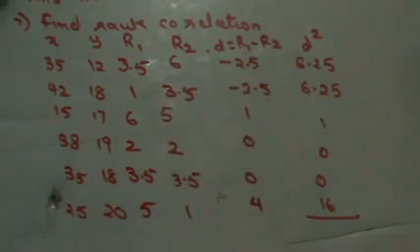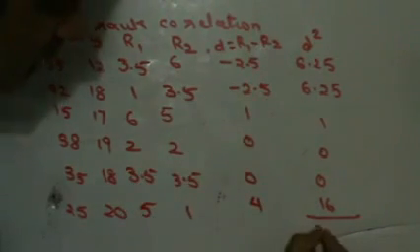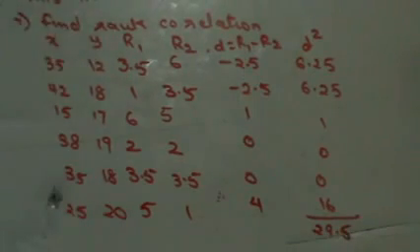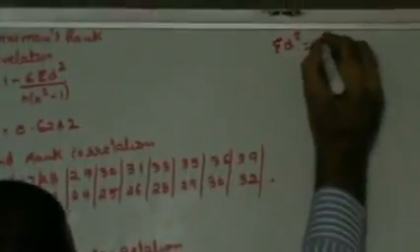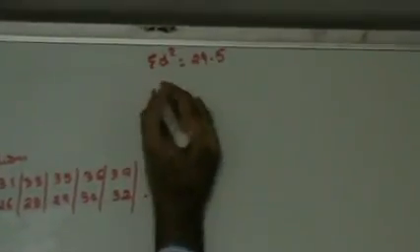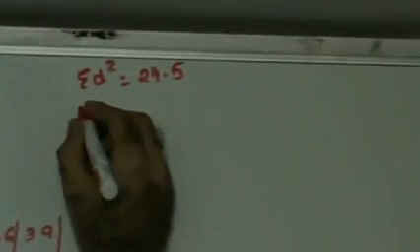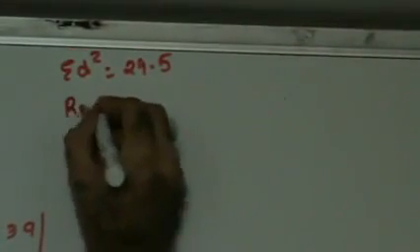6 and 6 is 12, and the total is 29.5. Once you have this, you can say that sigma d square is 29.5. Now, when you have repeated ranks, you have to make a repeated rank table.